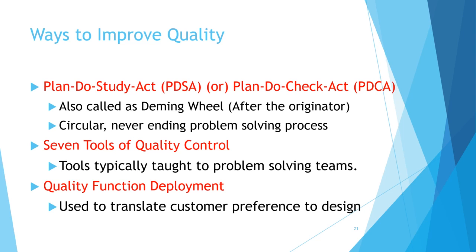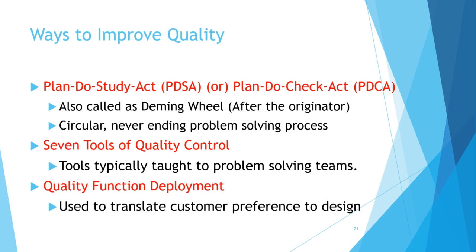So the next point is the ways to improve the quality. There are mainly three methods we used for the improvement of quality. First one is PDCA or PDSA cycle. It's an iterative four-step management method used in business for the control and continuous improvement of process and products. It is also called Deming's cycle after the originator. It's a circular, never-ending problem-solving process.